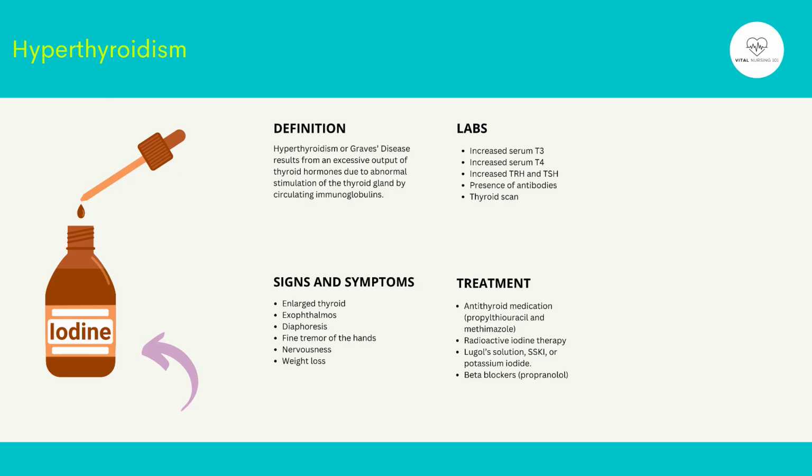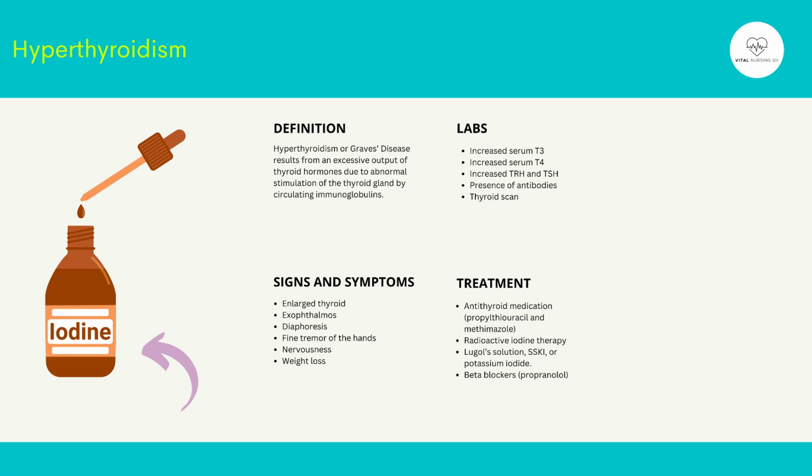Now that you learned the labs, here are the medications used for a patient with hyperthyroidism. For mild cases and for young patients, administer antithyroid medications such as propylthiouracil and methimazole to block the synthesis of T3 and T4. For Graves' disease and for patients 50 years of age or older, radioactive iodine therapy is used to decrease the production of thyroid hormones.